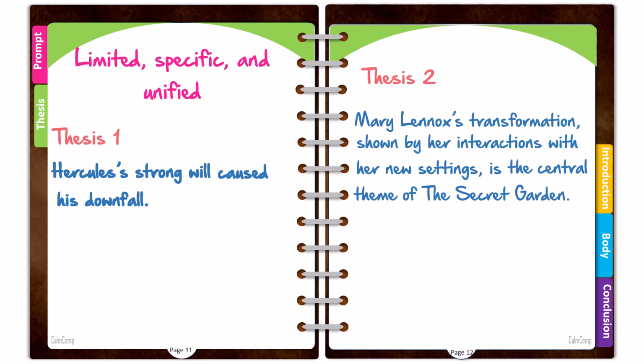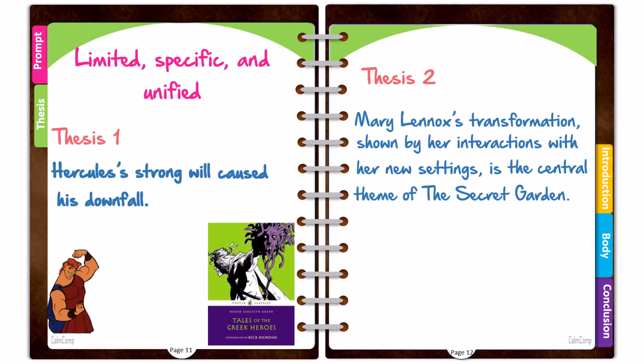So now, let's look at the first example. Hercules' strong will caused his downfall. Which part is the limited? We said that the limited is the subject, or the who in this sentence. So what would be the limited in this thesis? You got it! It's Hercules, but not only Hercules. Hercules' strong will.